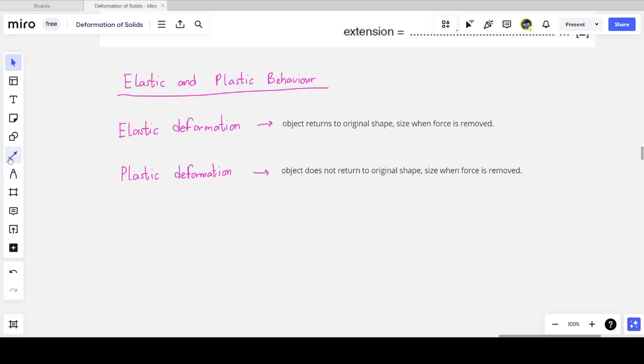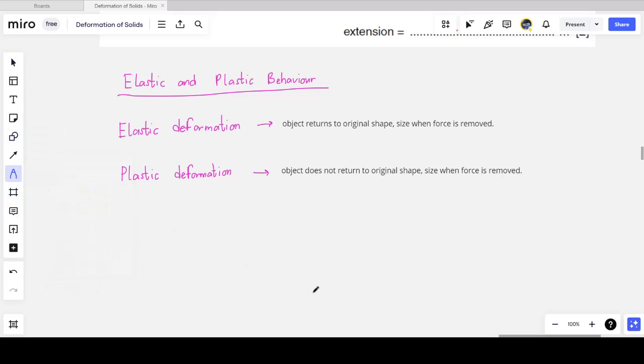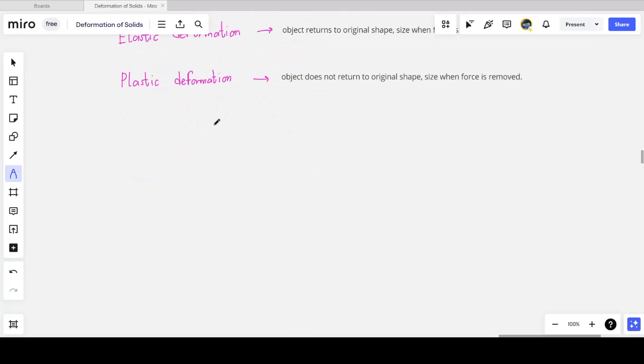And this can happen if I stretch a spring too far. Once I pass that point where it cannot undergo elastic deformation, it'll undergo plastic deformation, and it'll permanently lose its original shape, and that's when I need to get a new spring. And so I can then go back to my graph of force and extension, or load and extension.